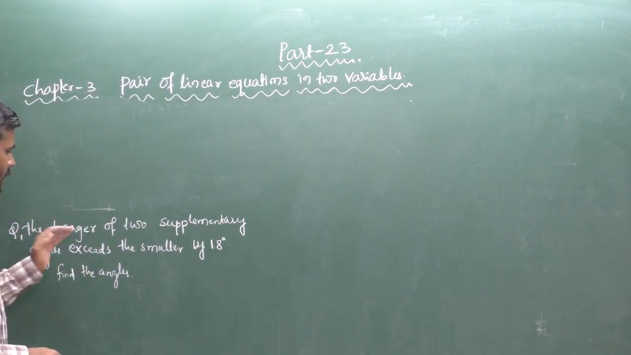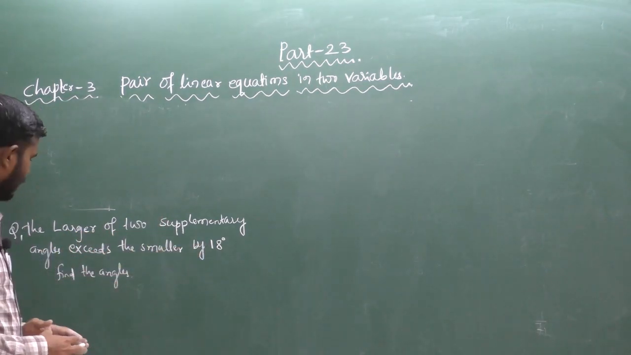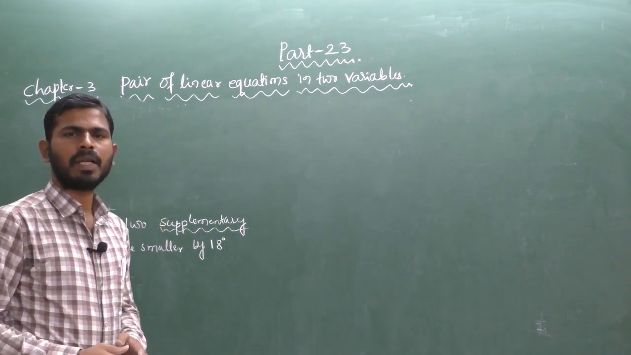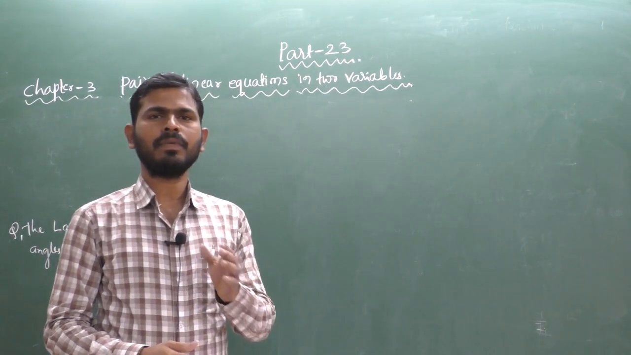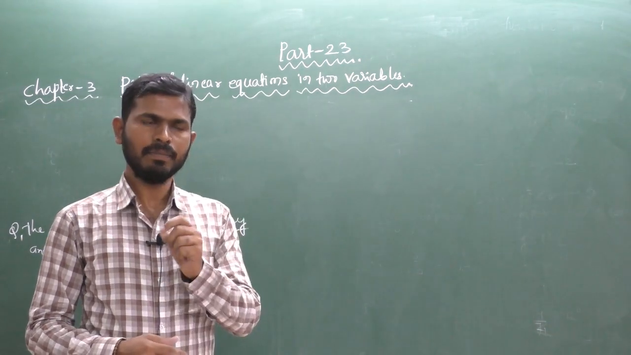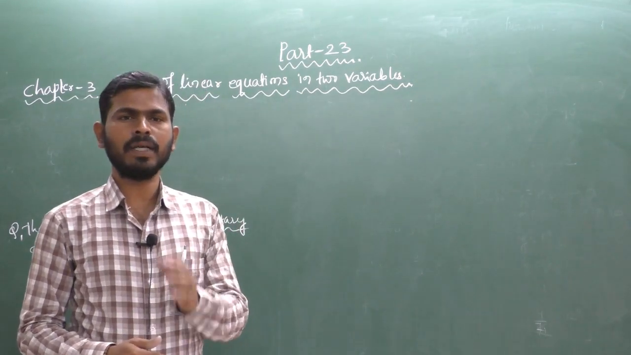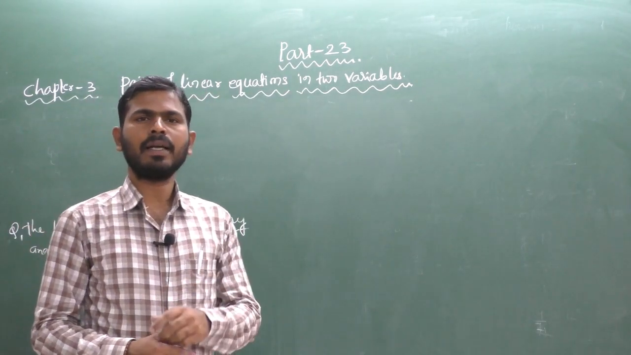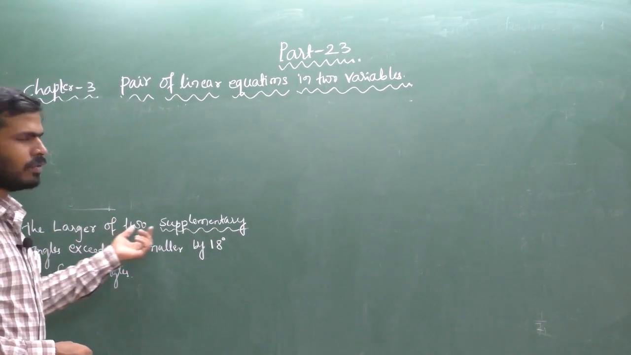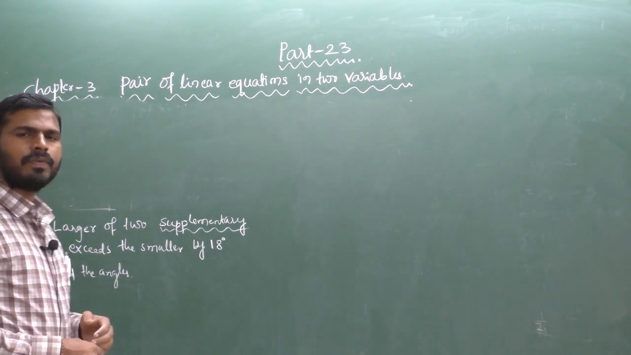Here it is given: the larger of two supplementary angles exceeds the smaller by 18 degrees. Find the angles. Here the key words are supplementary and complementary. Supplementary means the sum of two angles equals 180 degrees. Complementary means the sum of two angles equals 90 degrees. So the larger of two supplementary angles exceeds the smaller by 18 degrees, and you have to find the angles.